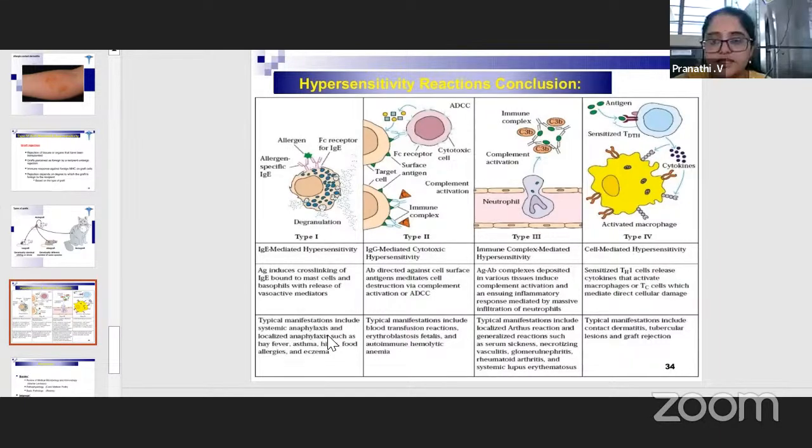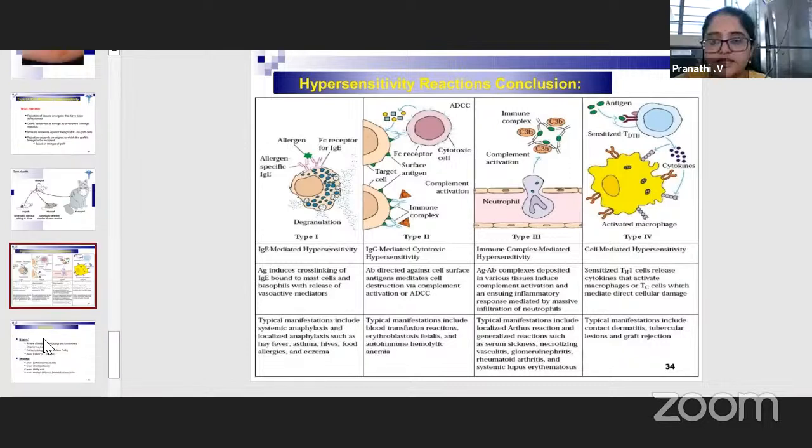And then when it comes to the references, they have also been given here. You can just have a look at it. Now I want to start with the next topic, that's vaccines.